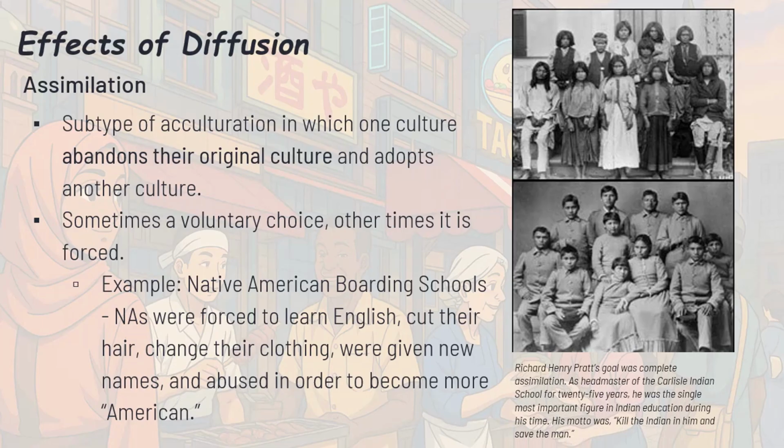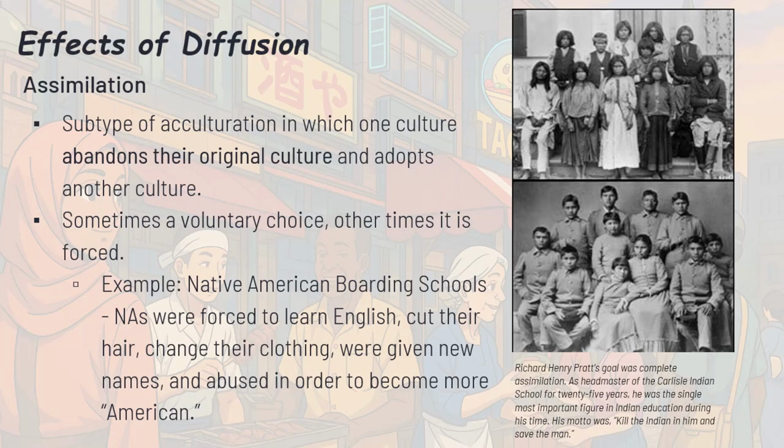Richard Henry Pratt, the head of the Carlisle Indian School, had one goal: kill the Indian in him and save the man. That quote hits hard, and it shows how assimilation can be used as a tool of power and control, not just cultural change. But not every cultural interaction ends in loss. Some create space for everyone to show up and shine.